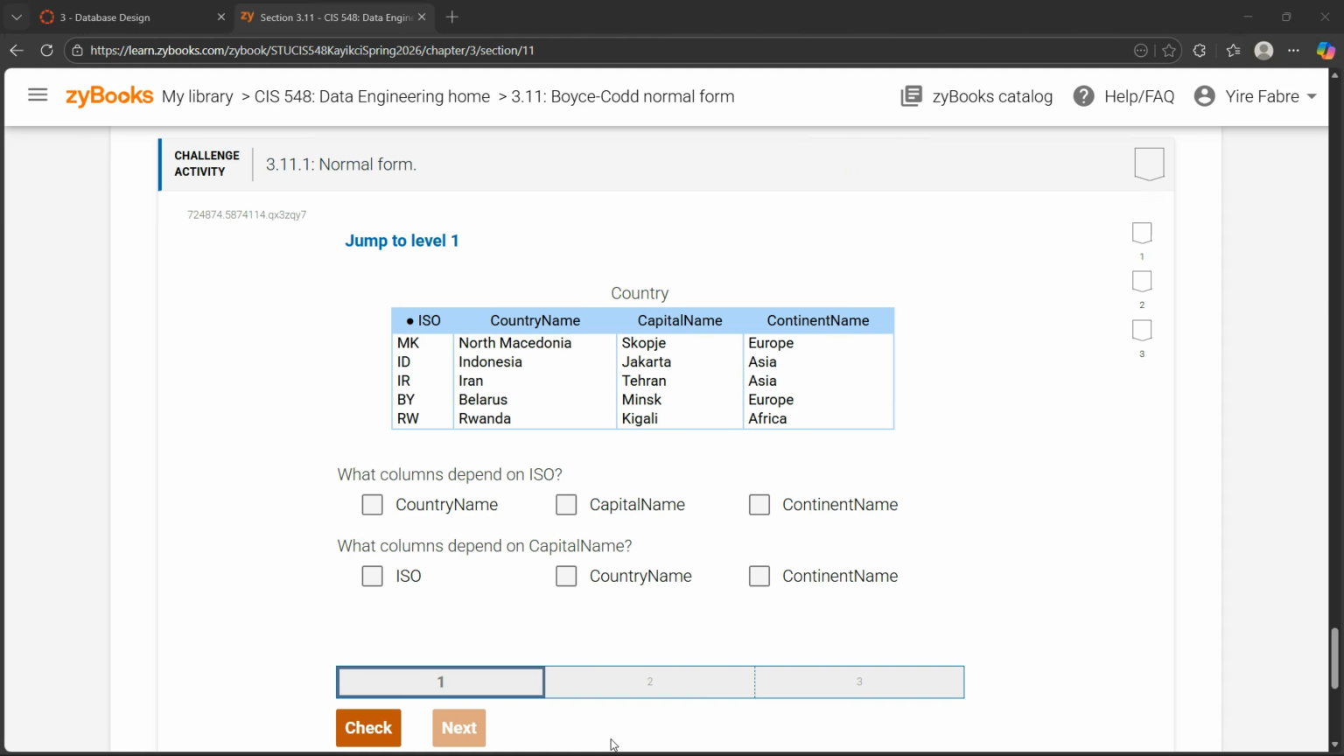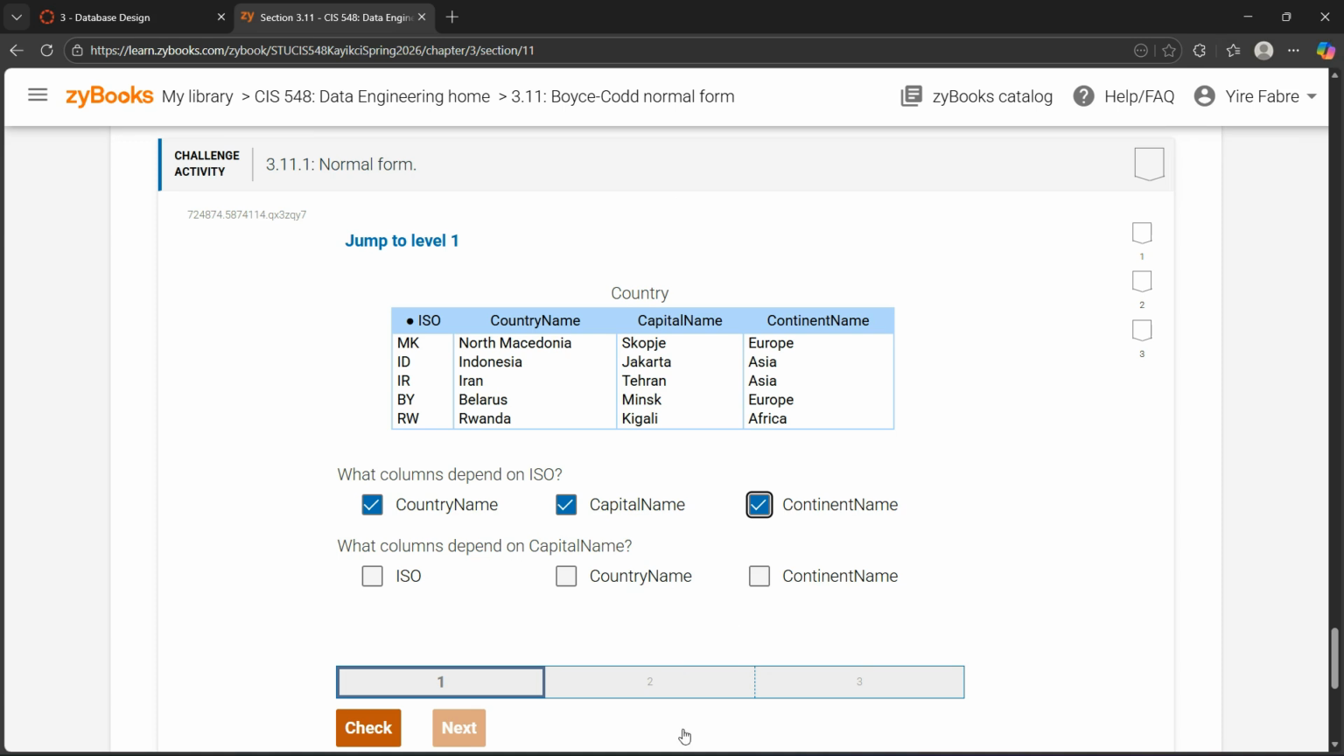Macedonia, Europe, Indonesia, Asia. So the first question is asking, what columns depend on ISO? ISO here is the unique identifier for each country. Therefore, the country name, the capital name, and the continent name all depend on ISO. So the correct answer here would be the country name, the capital name, and the continent.